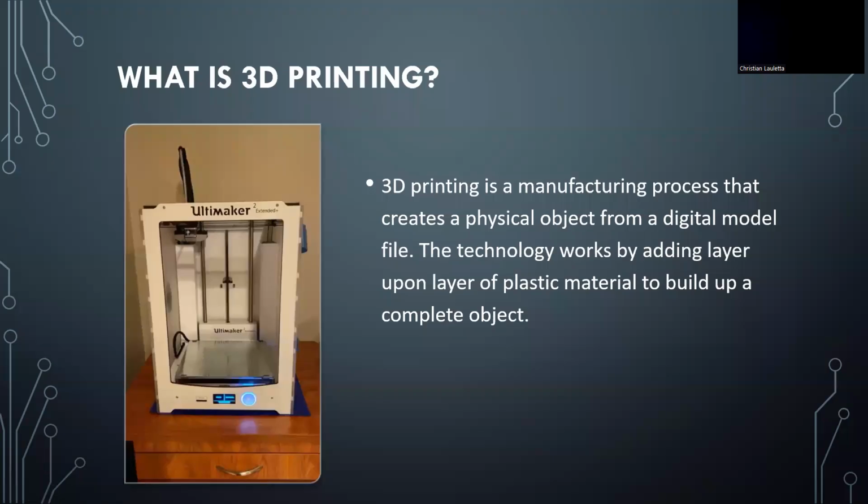So what is 3D printing? 3D printing is a manufacturing process that creates a physical object from a digital model file. The technology works by adding layer upon layer of plastic material to build up and complete an object. This is in contrast to typical plastic manufacturing that uses molds that plastic is injected into. And we have here a video of how the 3D printer works.